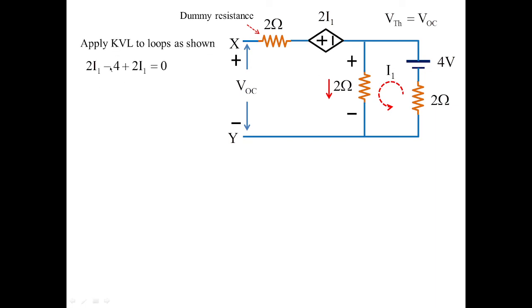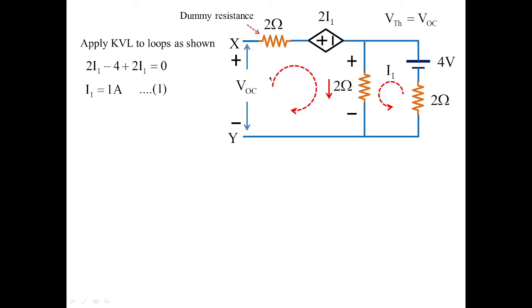Applying KVL, you can see we have started in the anti-clockwise direction: 2 I1 minus 4 plus 2 I1 equal to 0. Since this is open circuited, we don't have any secondary current. With this, I get the value of current I1 equal to 1 ampere. Take it as the resultant 1.